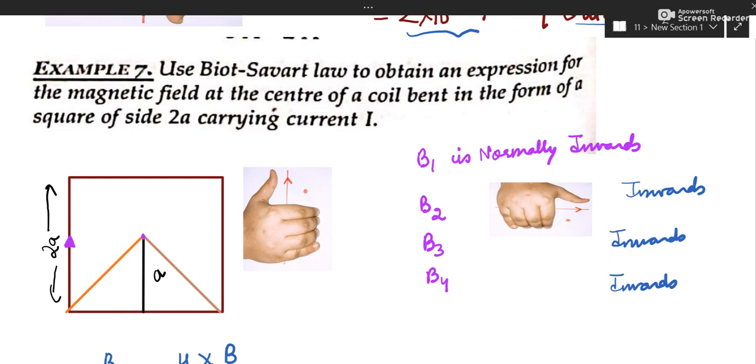Coming to the next question. Use Biot-Savart's law to obtain an expression for magnetic field at the center of a coil bent in the form of a square of side 2a. So, very important question. Let us understand.